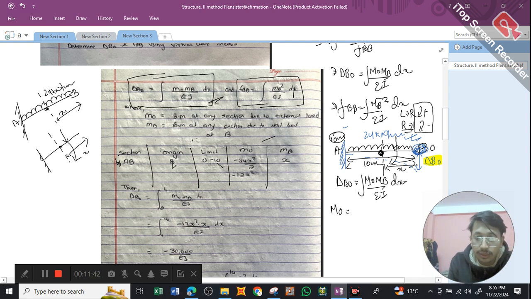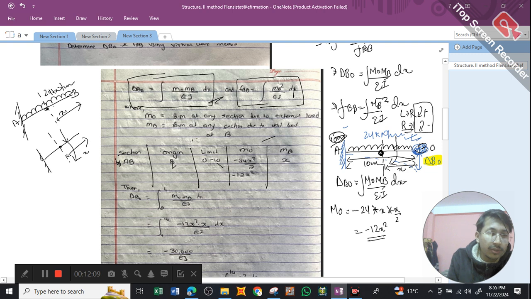So what we'll do is, we are going to put a negative sign, minus, and 24 into, it is acting over a span of x, so I'm going to multiply it by x, and this will act at a distance of x by 2. This is going to be minus 12 x square. So this makes sense.